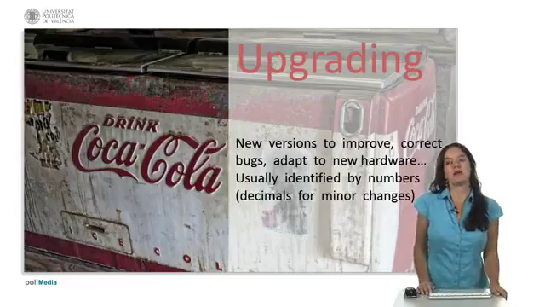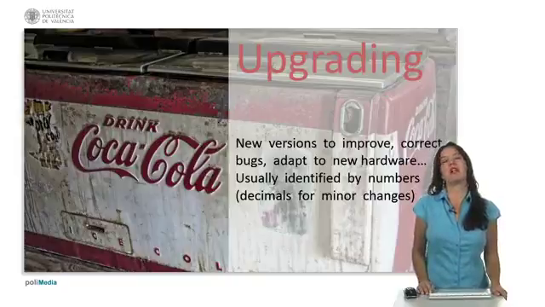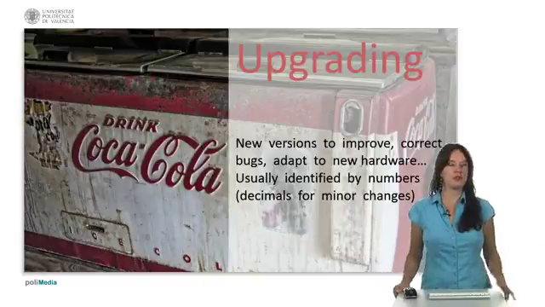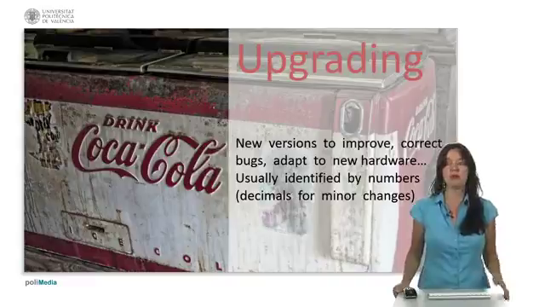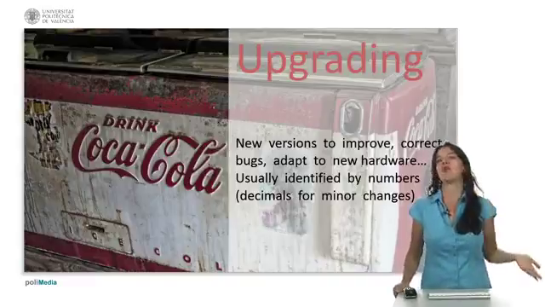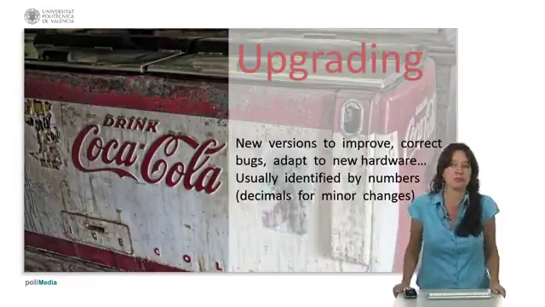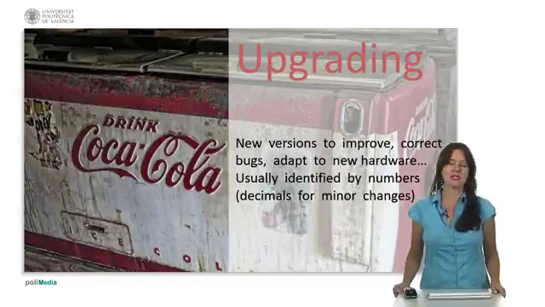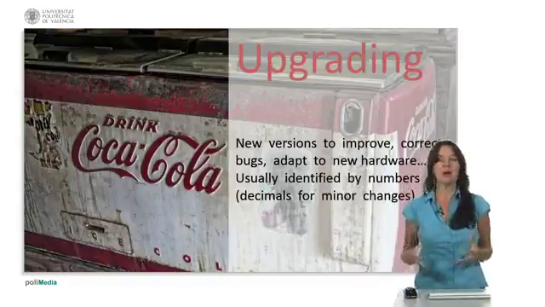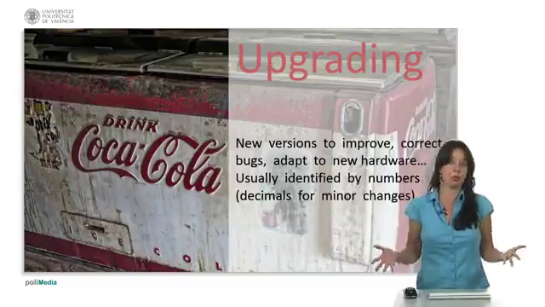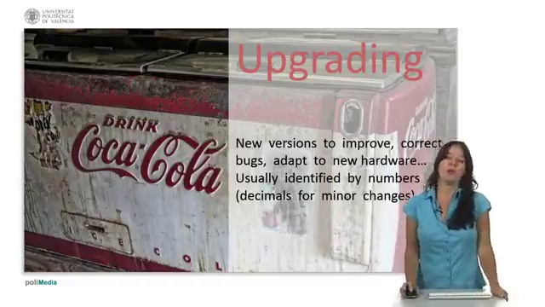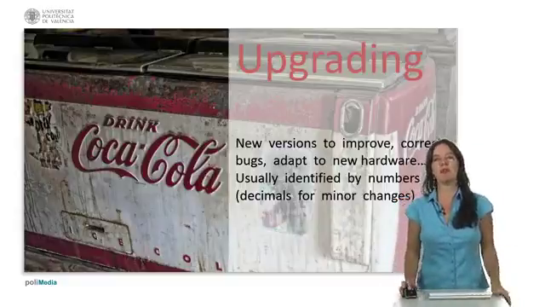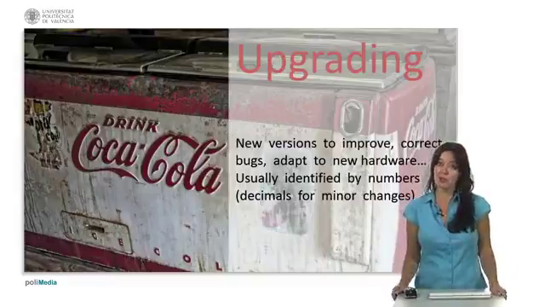An important concept in operating systems is also upgrading. Upgrading refers to the changes that companies introduce in the software to correct bugs, improve performance, add some needed functionality, or adapt to new hardware or software. Upgrading is constantly being done by software developers, who periodically publish new versions of their applications that incorporate these needed changes. Versions with minor changes are usually identified with decimal numbers in the version number, so you don't really notice this so much as a user.